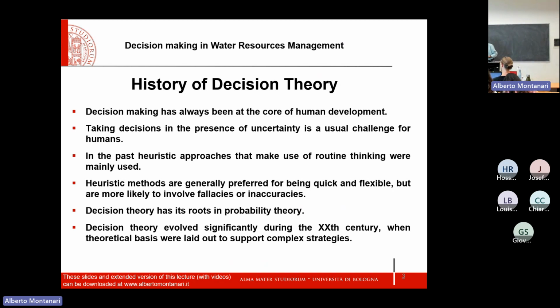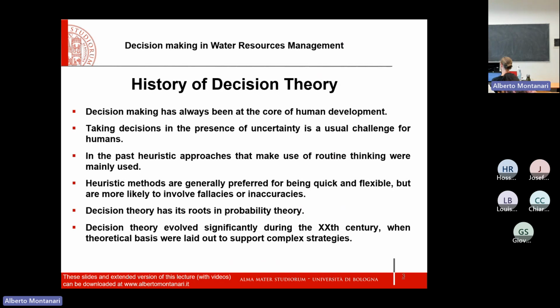Decision theory has a long history, and it's essentially a mathematical theory. It relies on some statistics, and it is well structured. Of course, we don't go into the fine details of it. And let me clarify that there are also, and it's part of the decision theory, heuristic approaches that are largely used.